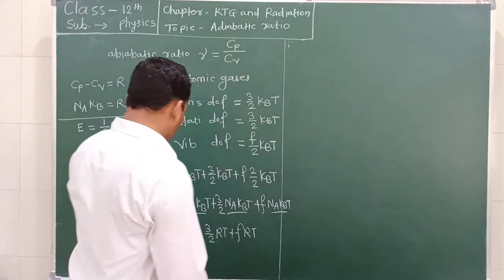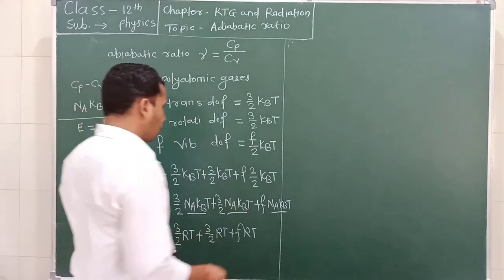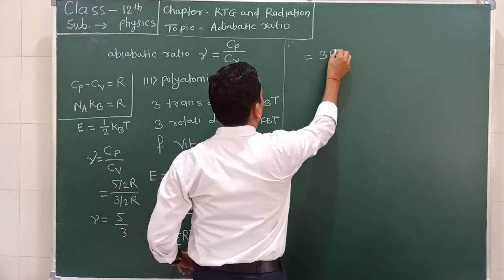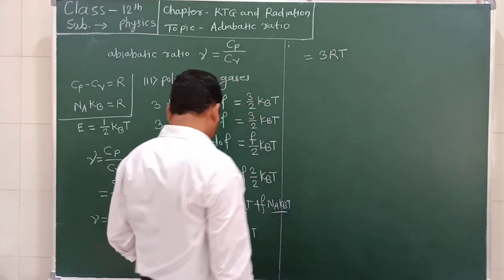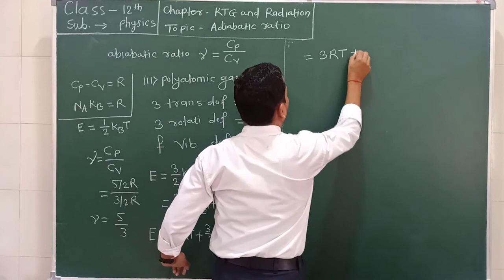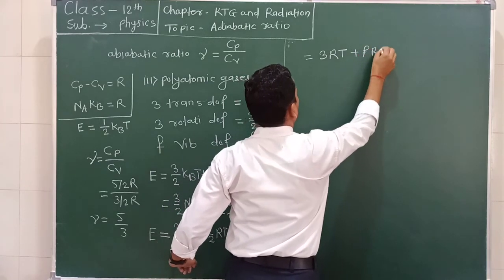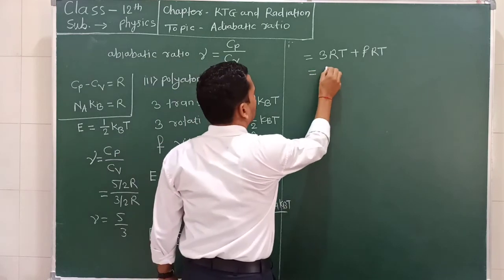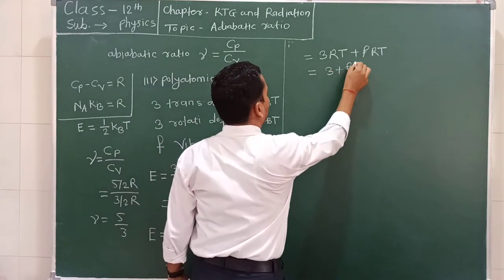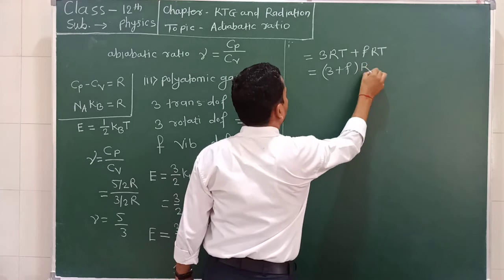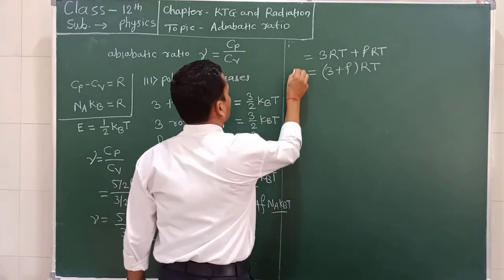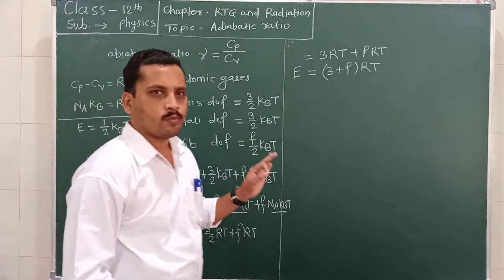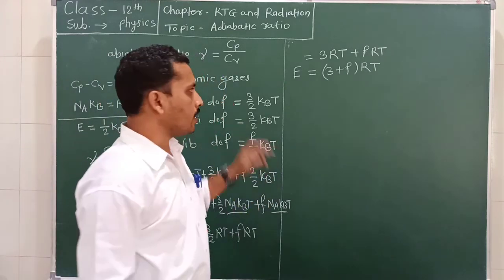Now, what is 3 by 2 RT plus 3 by 2 RT? It is equal to 3 RT, plus F into RT. So this is 3 plus F multiplied by RT. This is the internal energy per mole in the case of polyatomic gases.